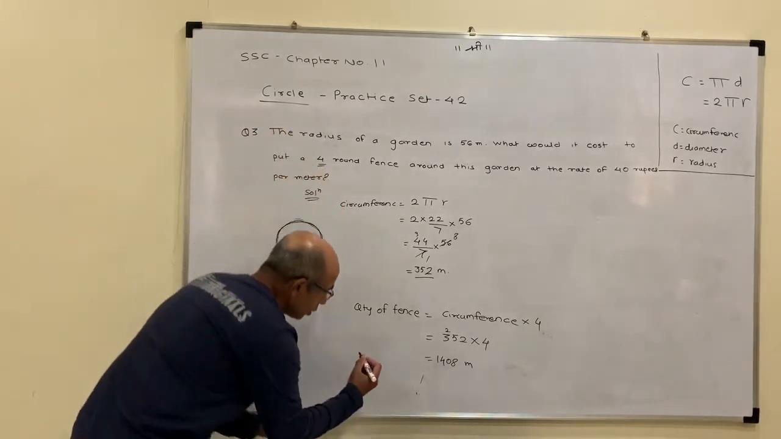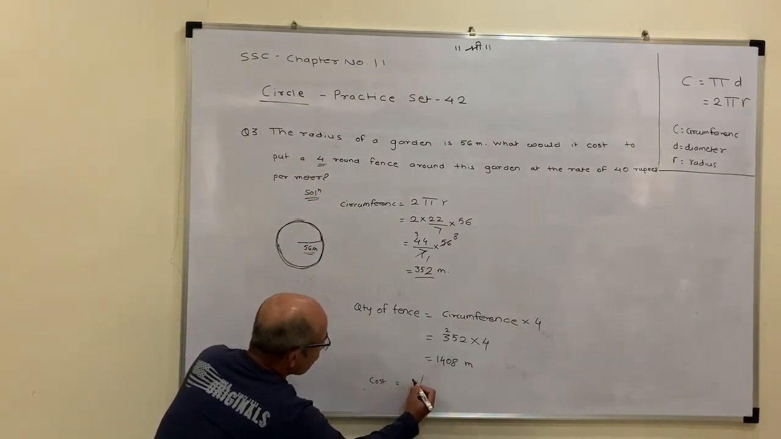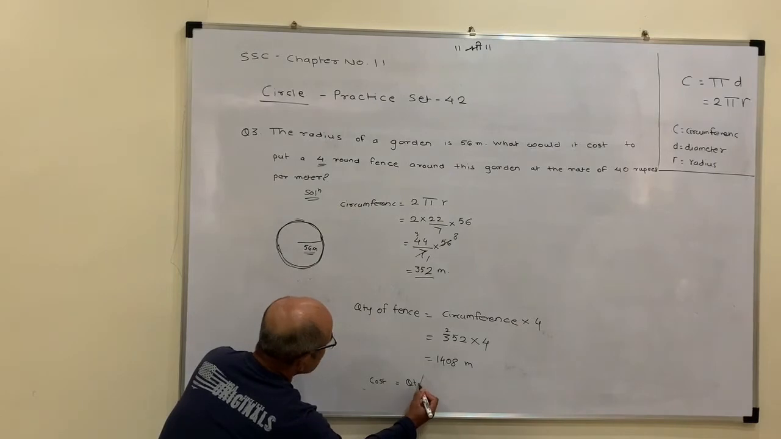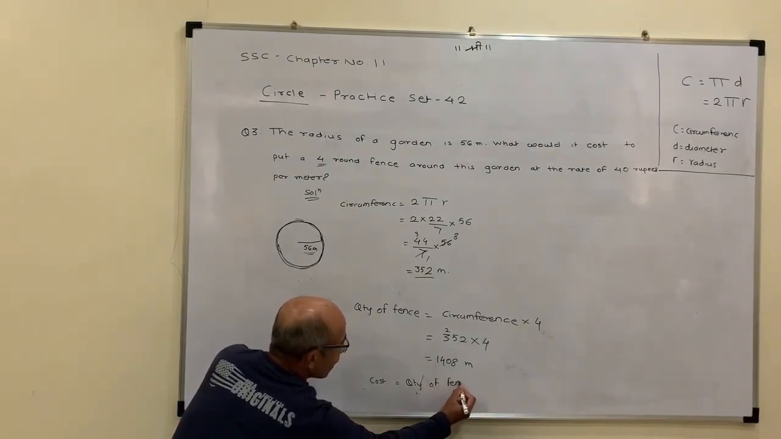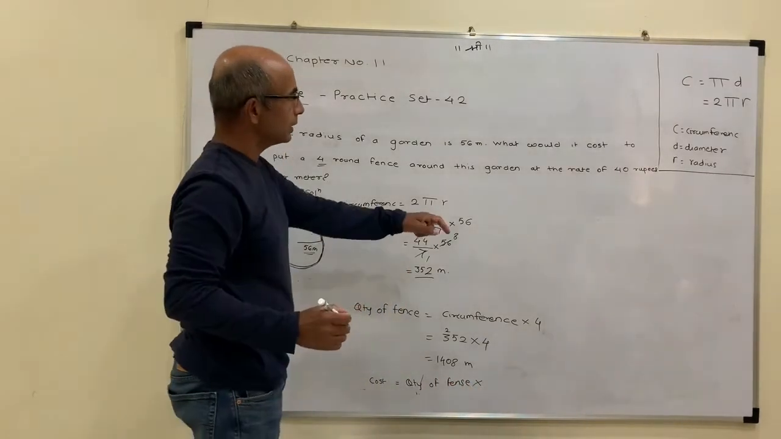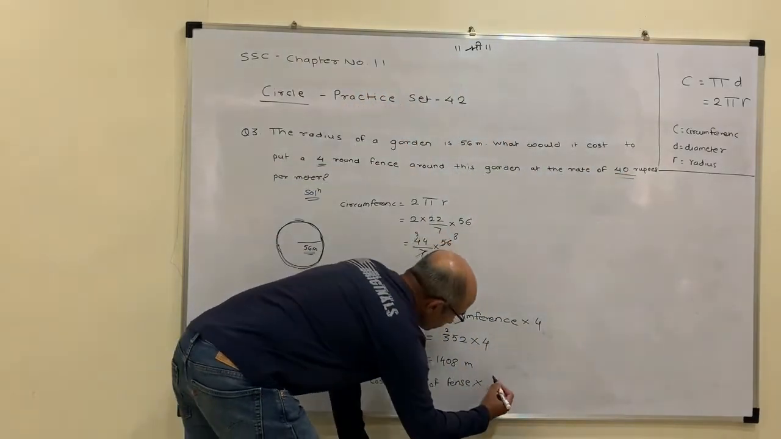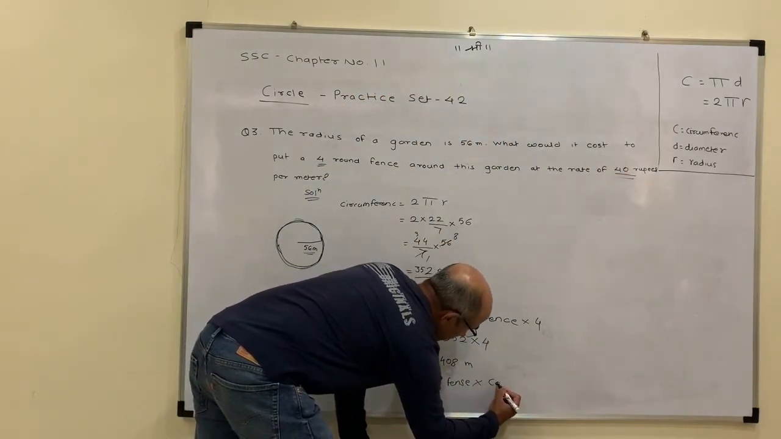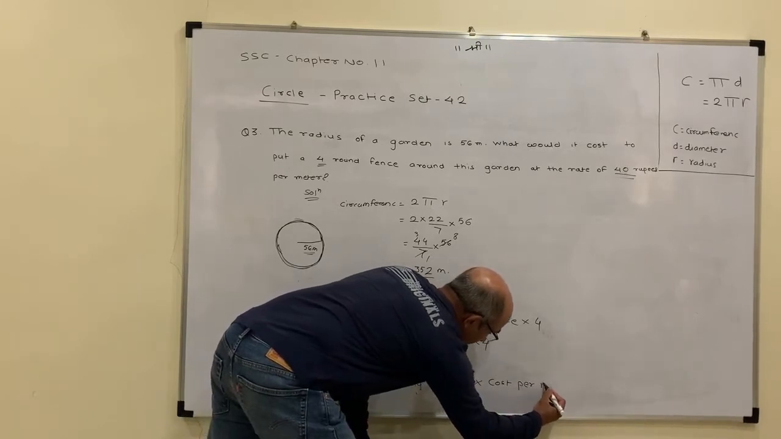Now we'll find the cost. So the cost equals the quantity of fence into the charge per meter. How much is the charge per meter? It's 40 rupees. So we say cost per meter.